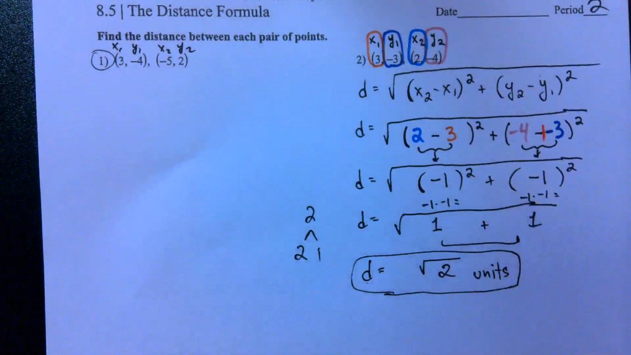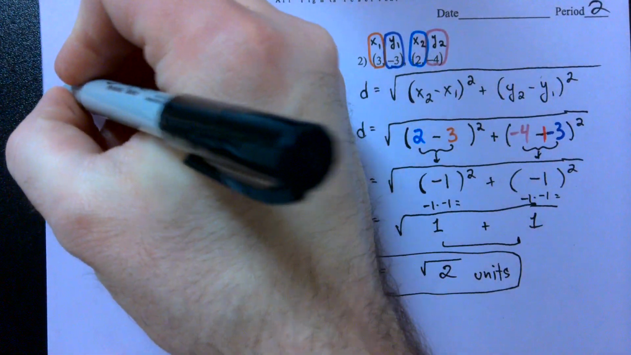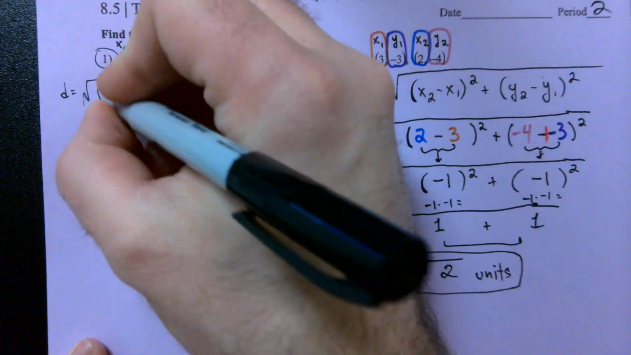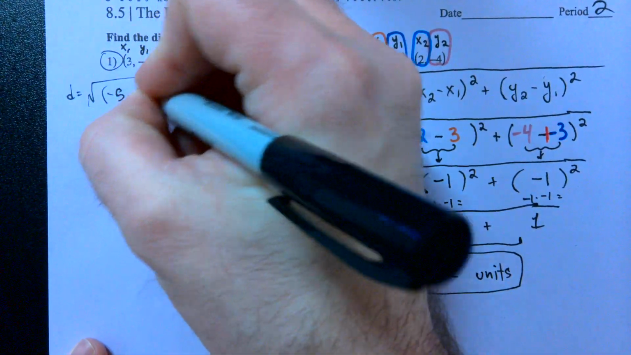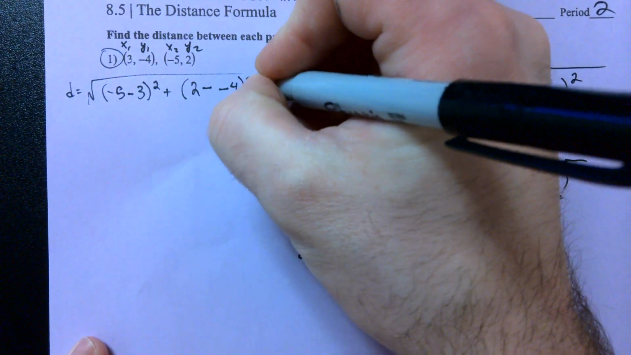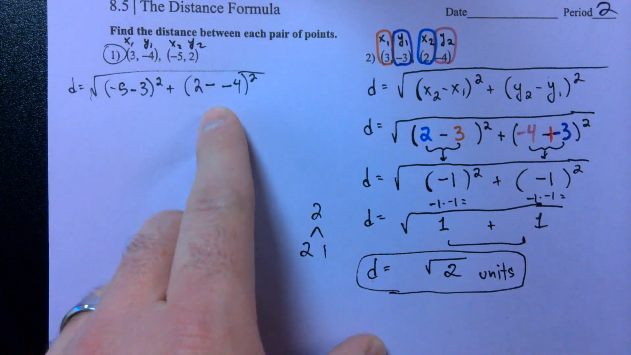I've already labeled my x1, y1, x2, y2. Now I'm just putting my puzzle pieces together. X2 minus x1 squared plus y2 minus y1 squared. Now I really got to be careful. This is what I talked about yesterday.